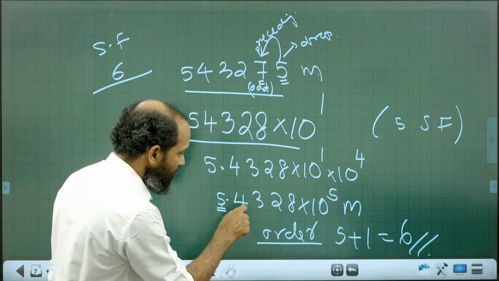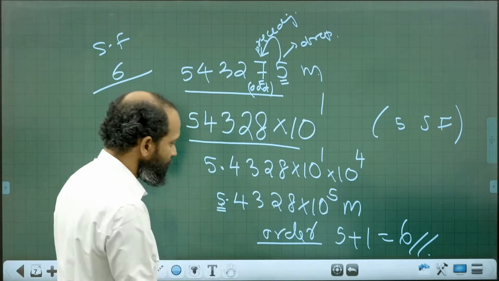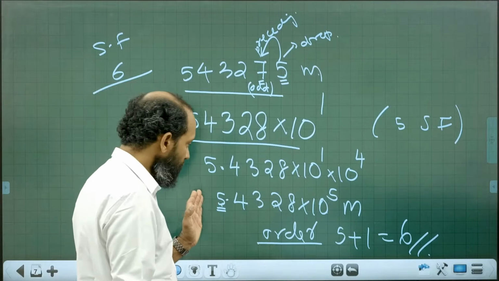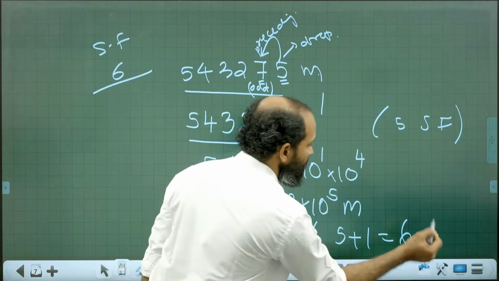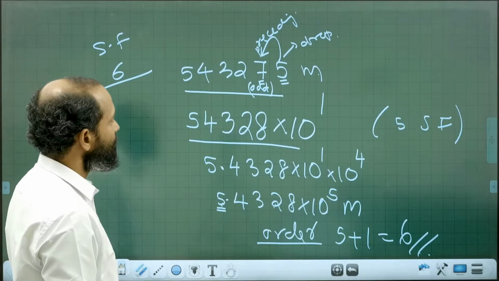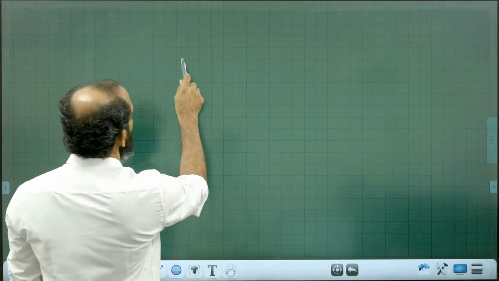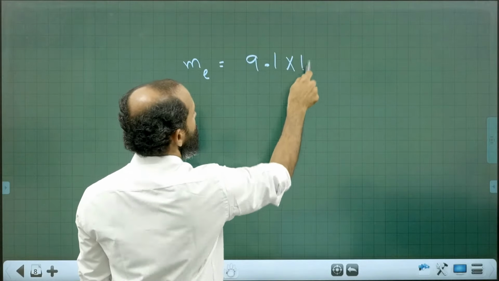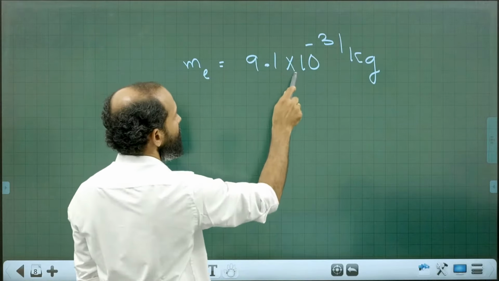So 5.4328 is written. The first digit is 5. The most significant digit is 5, followed by not all zeros. Then you raise it by 1. So 5 plus 1 is equal to 6, the order of magnitude of this number. Like this, let me exemplify. Mass of electron is equal to 9.1 into 10 power minus 31 kilogram. What is the order of magnitude?